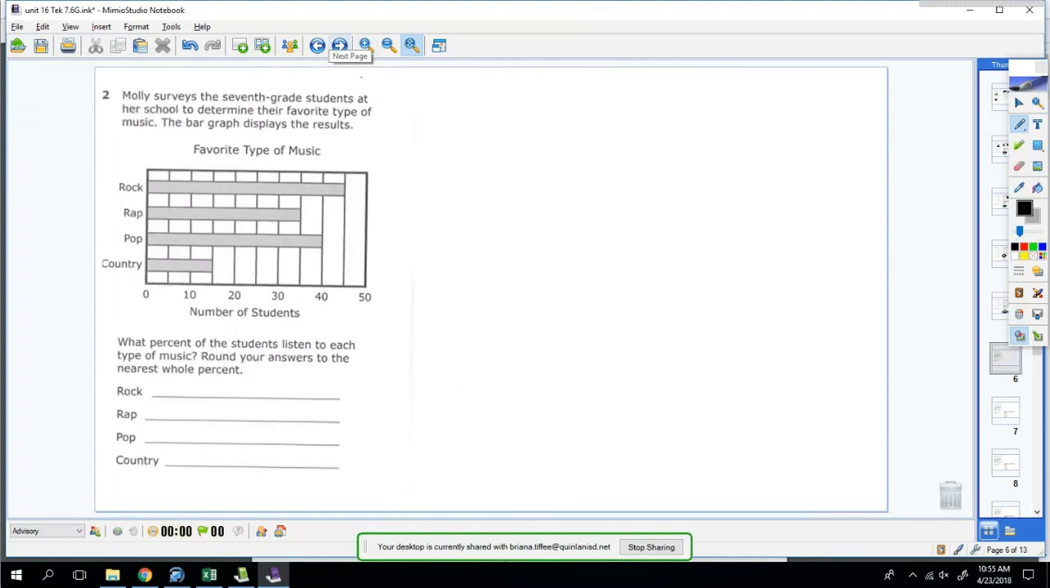Let's do number two. Number two says Molly surveys the 7th grade students at her school to determine their favorite type of music. The bar graph displays the results. What percent of the students listen to each type of music? Round your answer to the nearest whole percent.